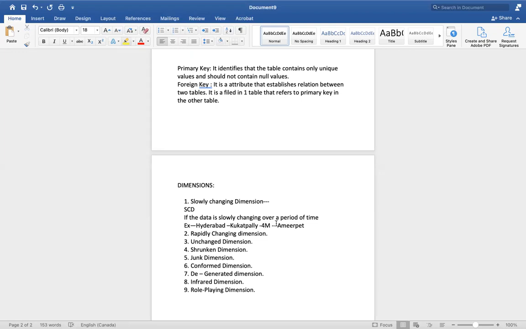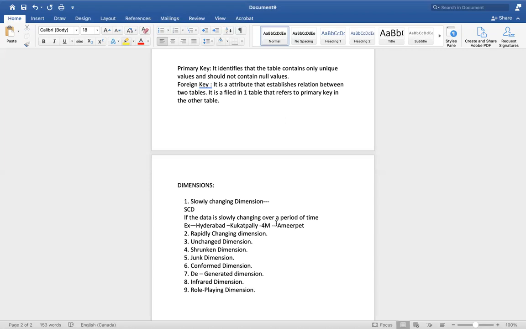Coming to the next type of dimension, the rapidly changing dimension. Rapidly changing dimension means the data in the table changes rapidly. If you take data in a database, it will be changing frequently, like monthly, daily, weekly, right? That comes under rapidly changing dimension. And the next one is the unchanged dimension. In an unchanged dimension, the data in a table doesn't change, it lasts forever.